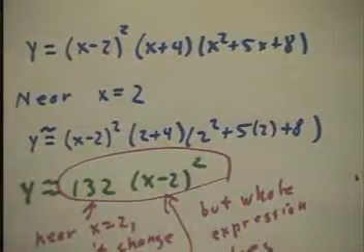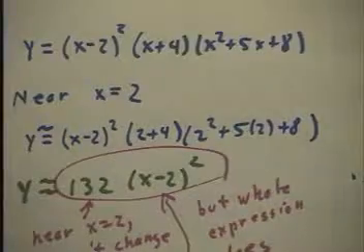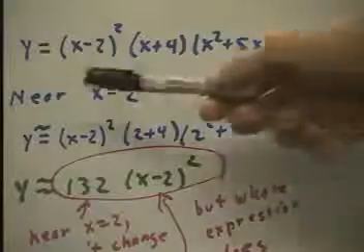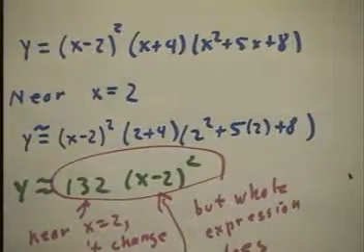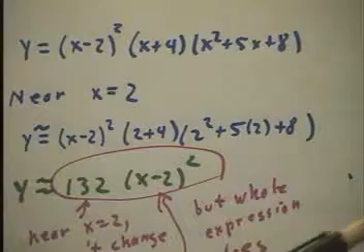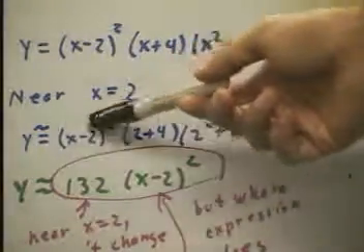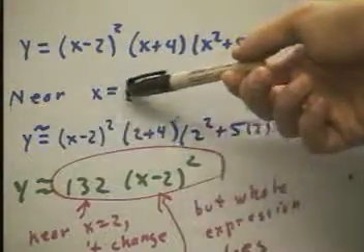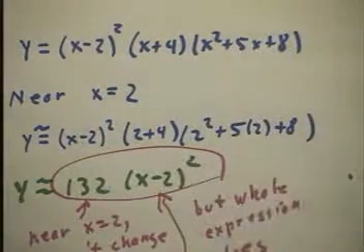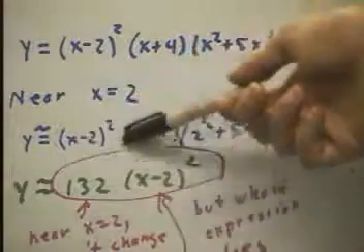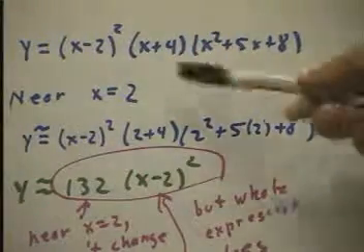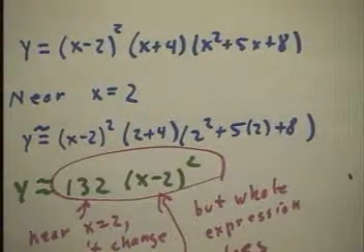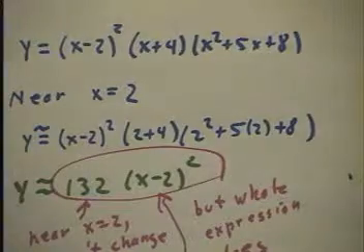Now we look at the graph of y equals the quantity x minus 2 squared times x plus 4 times x squared plus 5x plus 8 near x equals 2. Near x equals 2, x minus 2 goes through some drastic changes. If x is a little bigger than 2, this is going to be positive. If x is a little less than 2, this is going to be negative. So this thing changes its values fairly drastically near x equals 2, whereas the rest of the function doesn't. The rest of the function is not all that sensitive to changes near x equals 2.